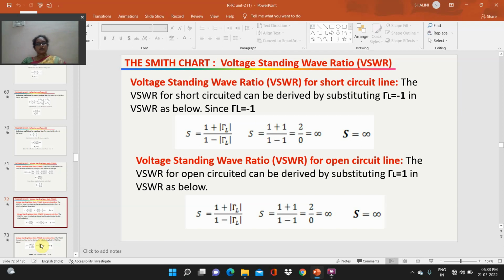The VSWR for open circuited line can be derived by substituting gamma L is equal to 1 in the VSWR equation. S is equal to (1 plus 1) by (1 minus 1), which is equal to 2 by 0, which is equal to infinity. That is, S is equal to infinity.